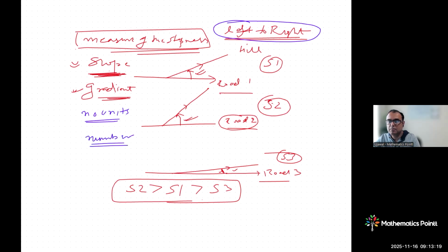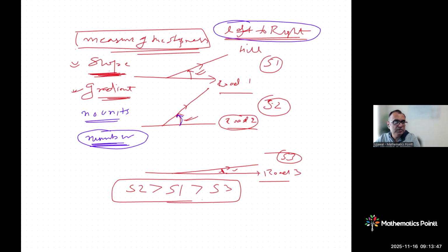Slope is just a number. Slope can be measured in degrees as well, but we'll come down to it later. For now, slope is just a number. So yes, you're right for LC shadow. Yes, slope can be measured by an angle.